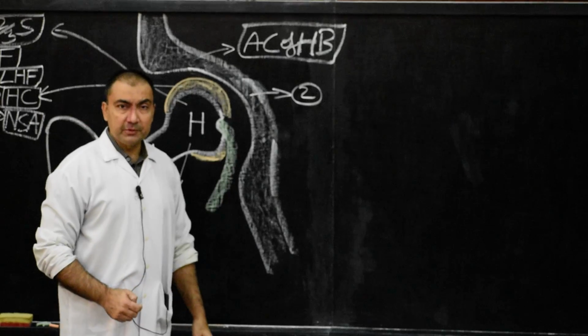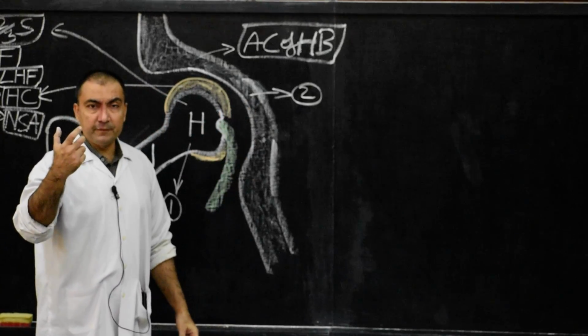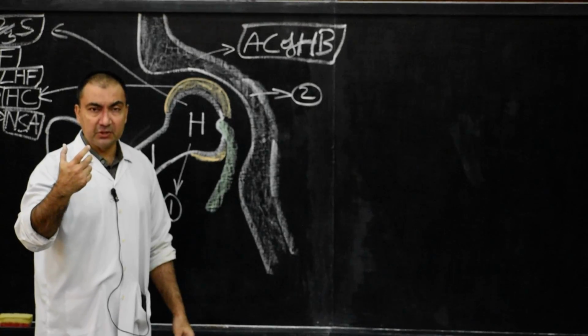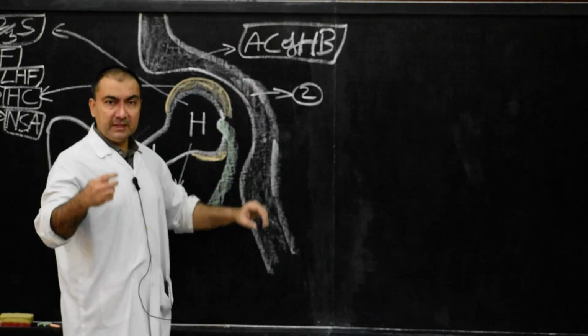That is the word which we have used. Ball and socket variety of synovial joint. This is the category of synovial joint, ball and socket variety. Ball is formed by the head of the femur and socket is formed by the acetabular cavity.